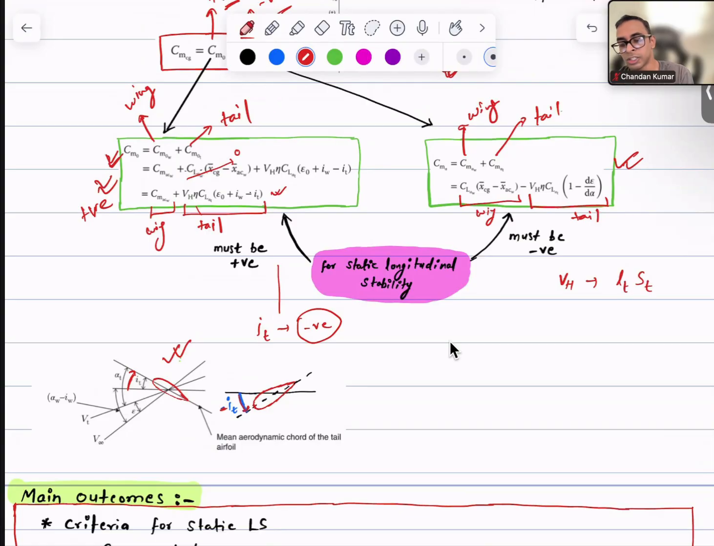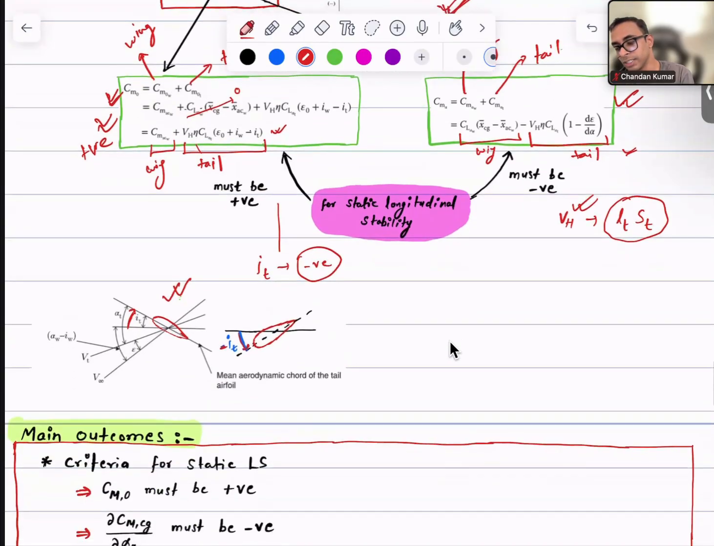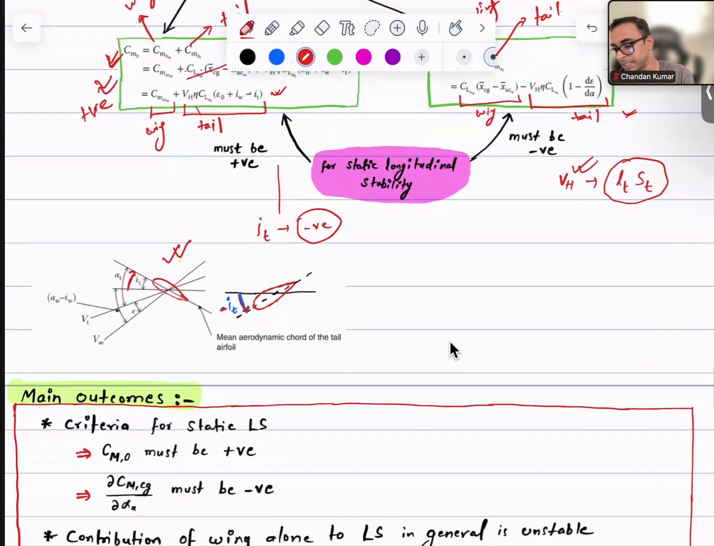So LT is the horizontal distance between the tail and the center of gravity, while ST is the surface area of the tail. So we have to make sure that these terms are large enough so that it will make the tail volume ratio large enough, so this whole term will be negative, and that is needed for the static longitudinal stability.